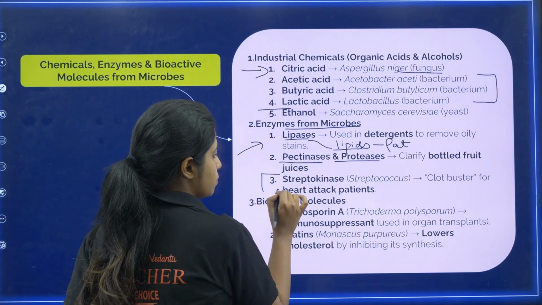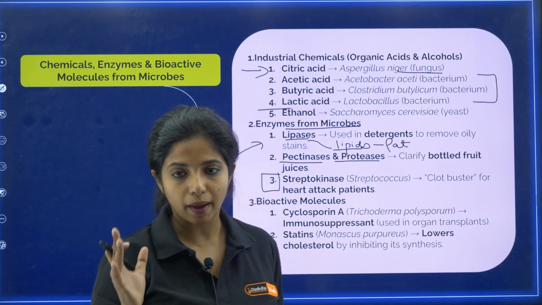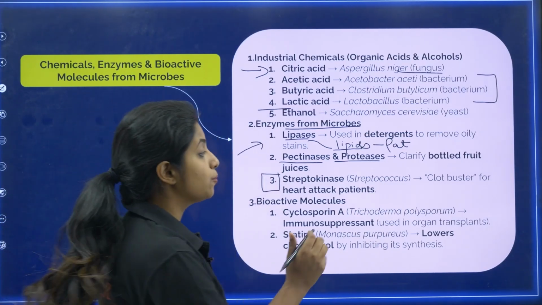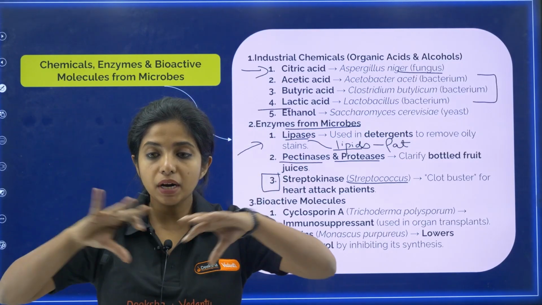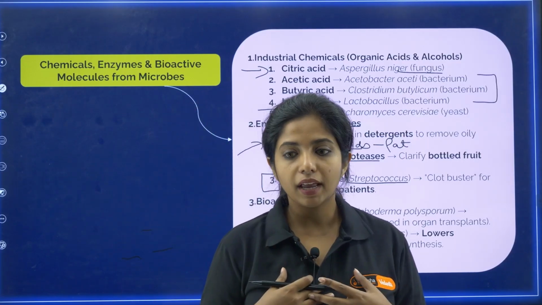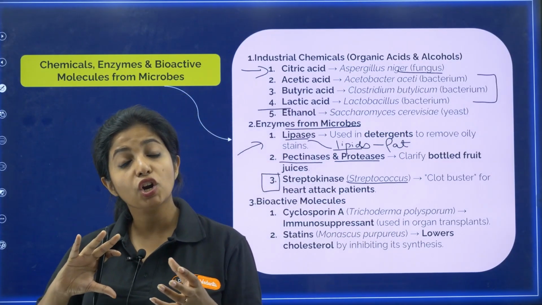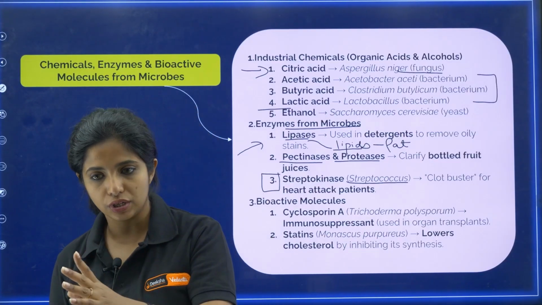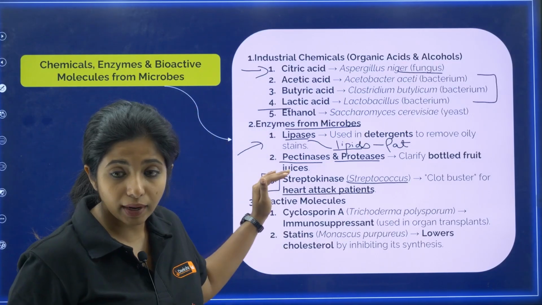Now this is very much important. Streptokinase. Whenever a term ends with 'ase', that means it's an enzyme. Streptokinase is produced by what? Streptococcus, which is a bacteria, my dear children. And you know what it does? It breaks down the clots which are there. Obviously, if we have clots, we will be dying. We do not want clots in our blood vessels. So it is going to act like a clot buster. It is streptokinase produced by Streptococcus, and it is used for heart attack patients. So this is one very important thing.